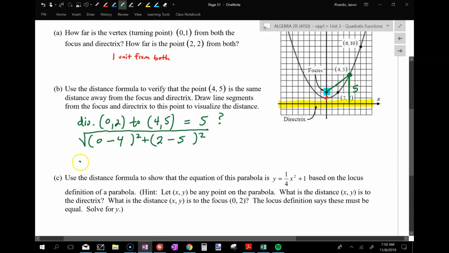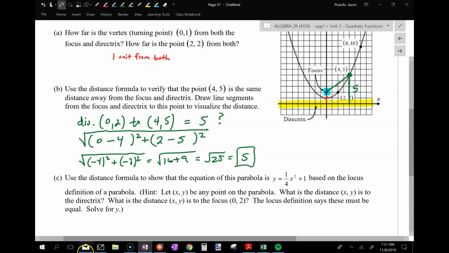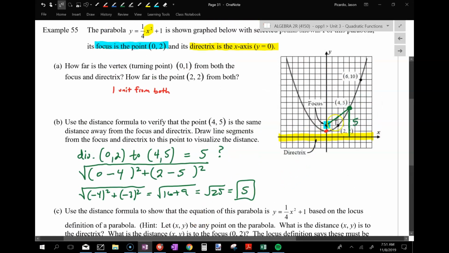So here I get the square root of negative 4 squared and negative 3 squared, which is the square root of 25, or 5. And so we have verified that, yes, that point meets the locus definition. Because why, guys? Give me a phrase. That point is equidistant from both the focus and directrix. There you go. Okay, that's good. That's a good mathematical phrase, right?